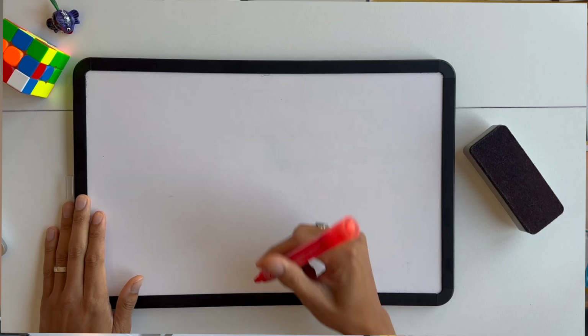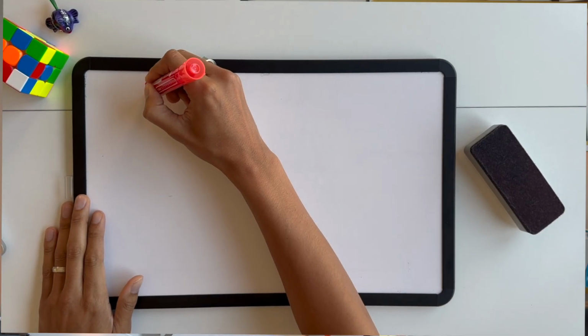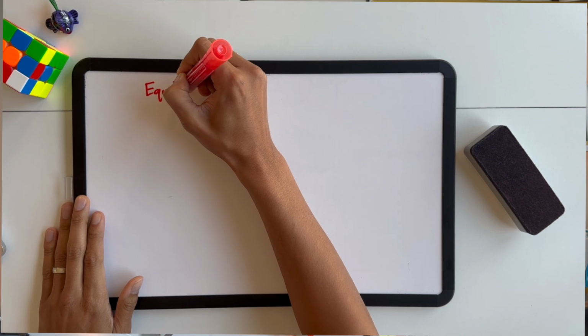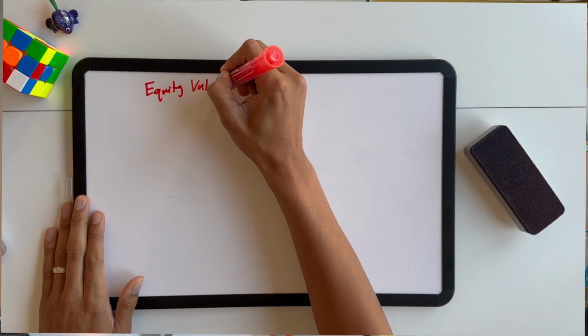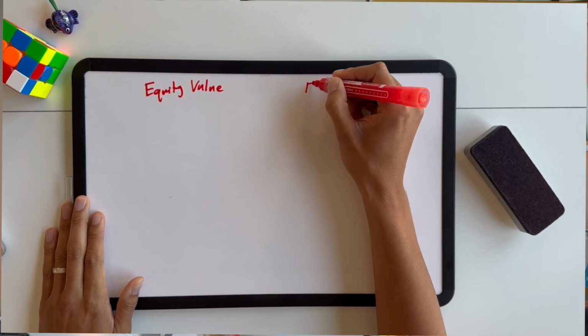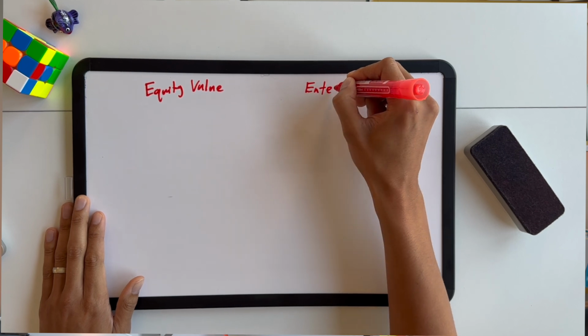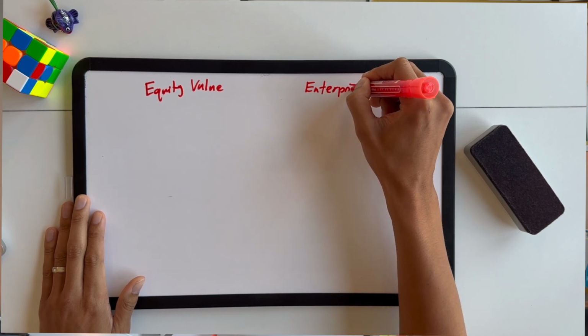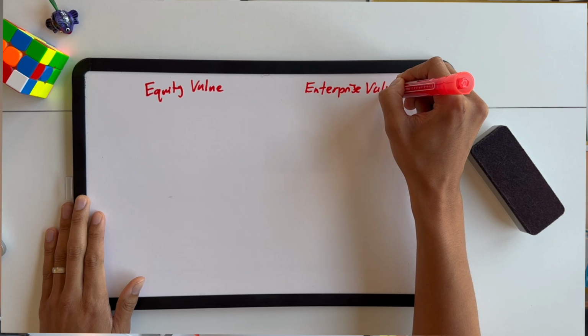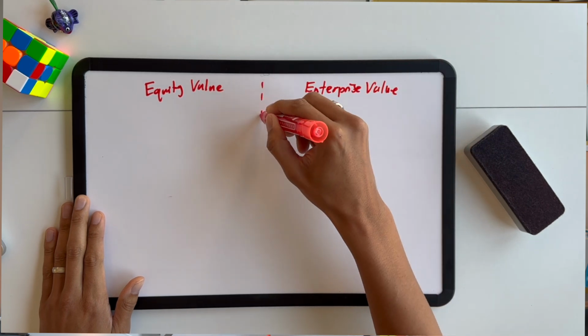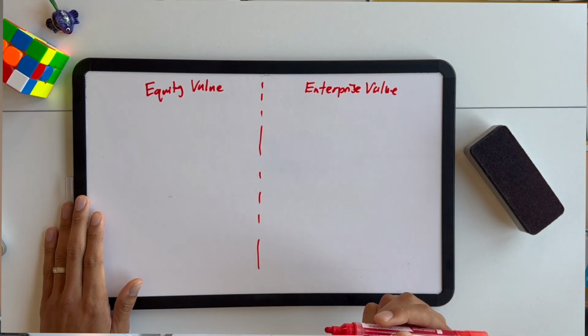All right, so there's a couple of different types of ratios that bankers use, and there are kind of two main classes of valuation ratios that I think about. One is related to equity value, and the other is related to enterprise value. So that's kind of how I think about it.